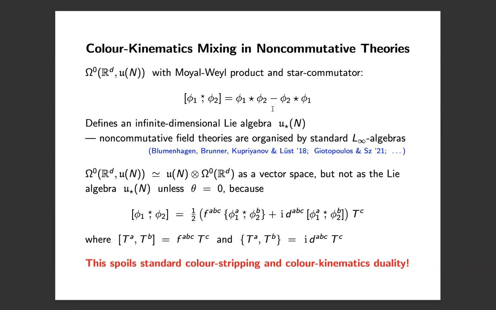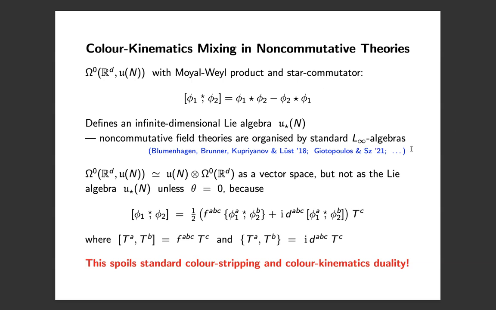So it's not U(n), but it's the U(n)-valued functions on R^D with this deformed Lie bracket. Okay. I'm going to talk about homotopy algebras soon, and you don't need to know a lot about homotopy algebras to understand this talk. But if you do, I'll just say in passing that because this is a Lie algebra, this means in particular that non-commutative field theories are just organized by ordinary L-infinity algebras, as has been observed in previous works.